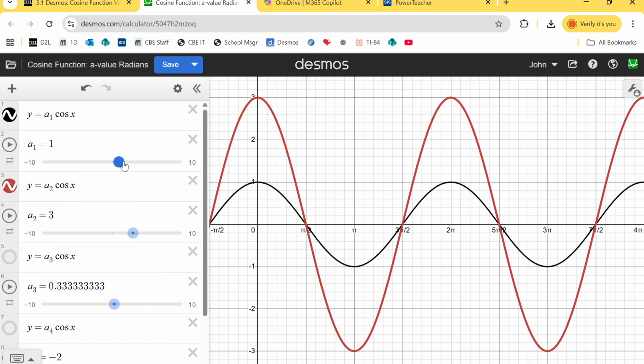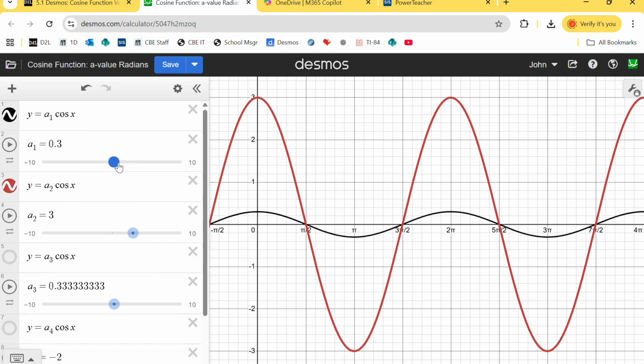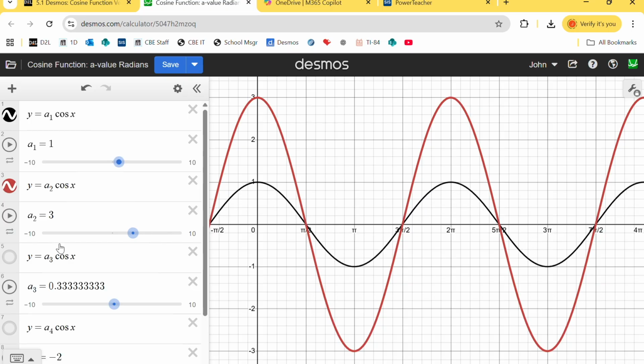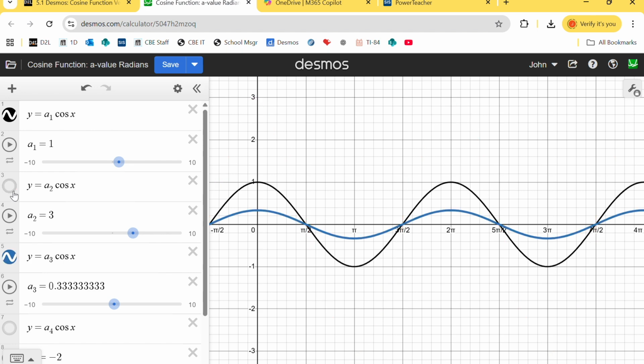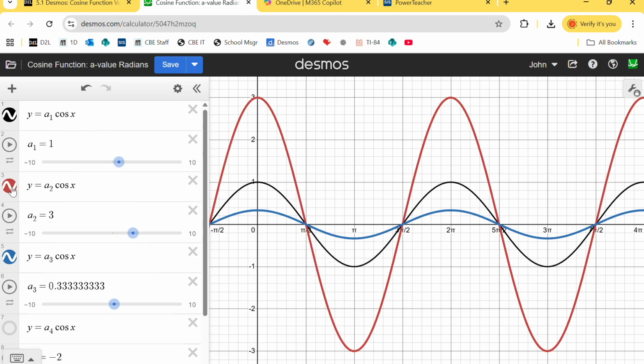So let me take the black graph. Now if I go to 1/3 roughly, it's going to flatten out. That's what it looks like. So when we turn this on here, there's the blue graph. So let me turn the red one off. You can see that for the blue graph, the peaks, pick any maximum, you'll see that it's 1/3 the value of the original y equals cosine of x. There we go. And then what's the last one?